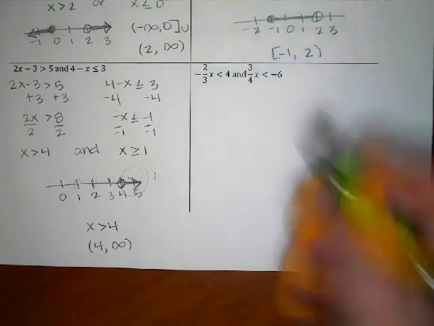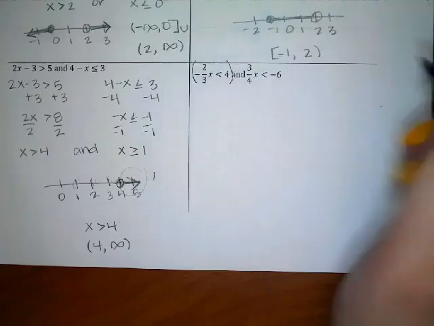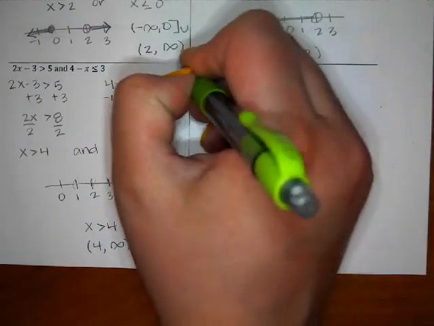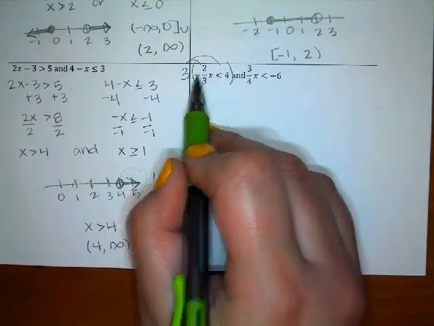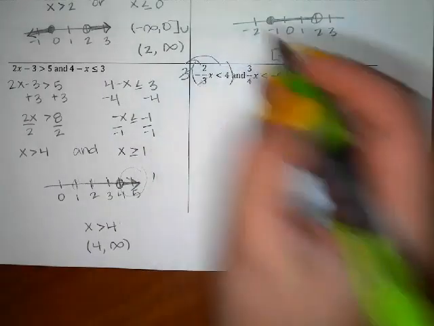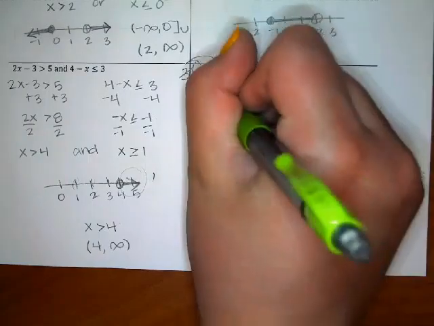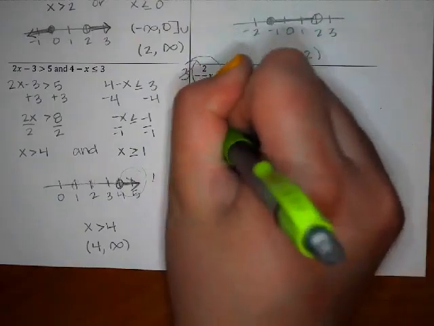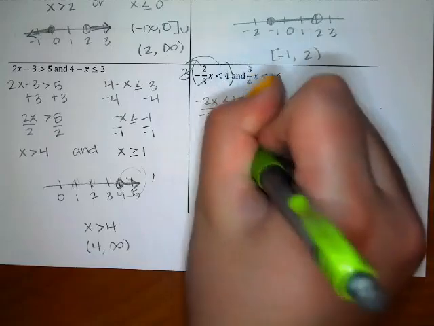So I've got an and, that's another situation where I'm going to have to look at the answer before I make a determination on which one it looks like. So I've got a fraction, I want to get rid of the fraction, I'm just going to multiply by 3. So negative 2, this is times 3 divided by 3, so I guess the 3's would cancel out. So negative 2x, and then 3 times 4 is 12. And then I can divide by negative 2. X is greater than negative 6.